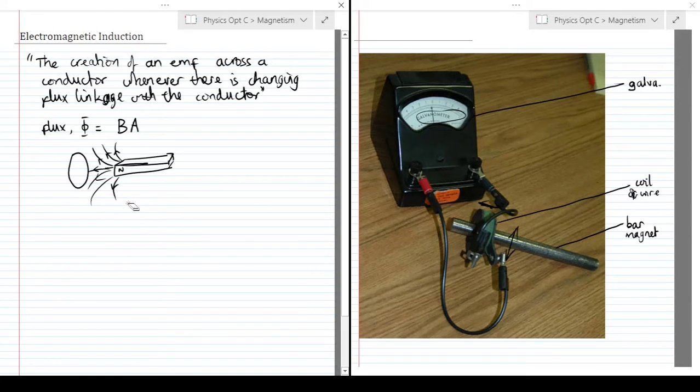Now, in both cases, the flux density changes, so therefore the magnetic flux that is linking the coil changes. You could change the linkage of the flux in a variety of ways. As we are talking about here, you could have the coil stationary and move the magnet, or you could keep the magnet stationary and move the coil.